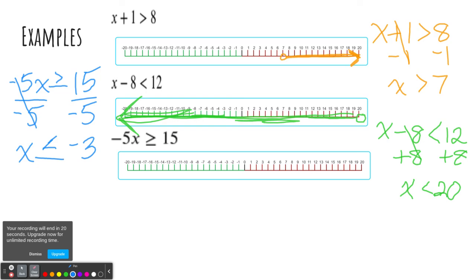So because it can equal negative 3, we're going to do a closed dot, and then all the numbers less. So I'm going to draw an arrow that goes to the left. This would work the same way for division.